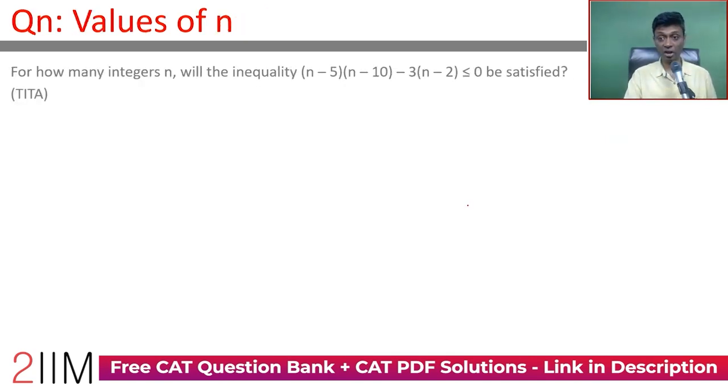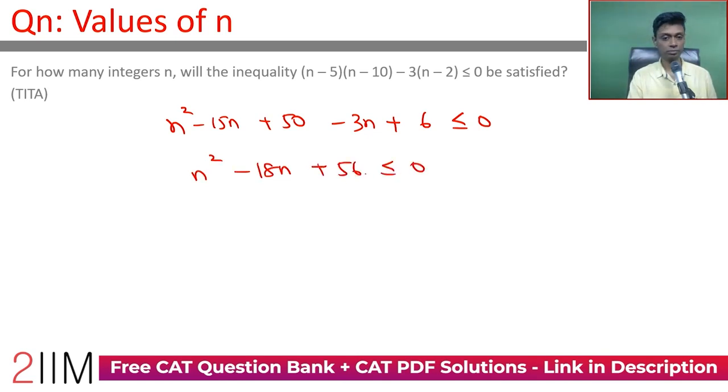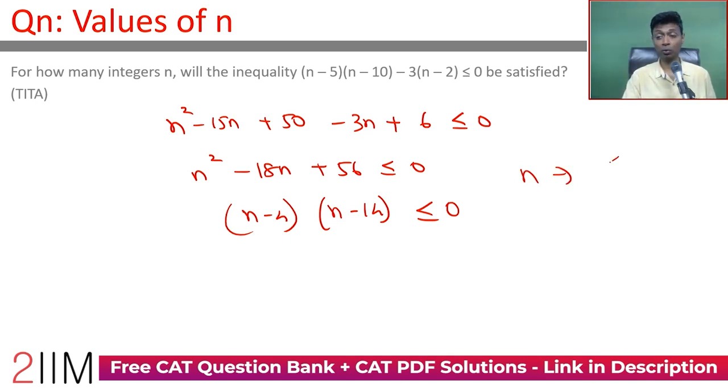How many integers n will the inequality (n minus 5) into (n minus 10), which is n square minus 15n plus 50, minus 3n plus 6, less than or equal to 0 be satisfied? I'm going to see if we can factorize this first. n square minus 18n plus 56 less than or equal to 0. 14 into 4, (n minus 4) into (n minus 14) less than or equal to 0. So n should lie between the roots. It is less than or equal to 0. So n can take values from 4 to 14, 4, 5, 6, 7, 8, all the way till 14. This is 11 values. Very simple question.